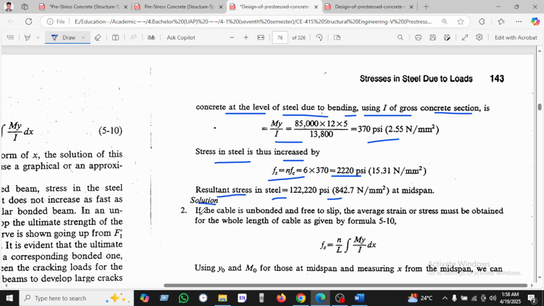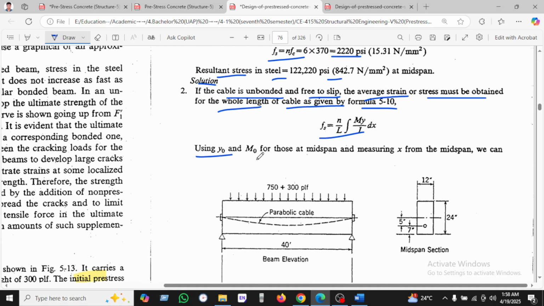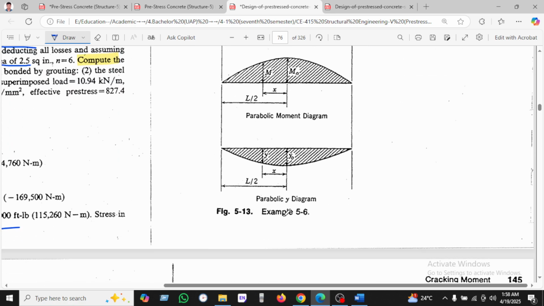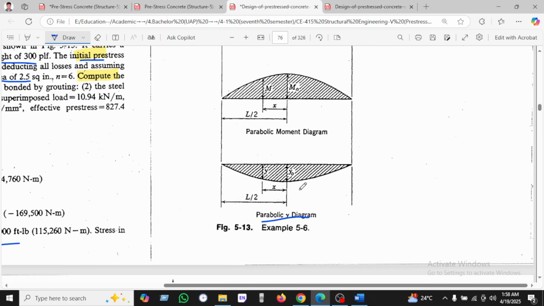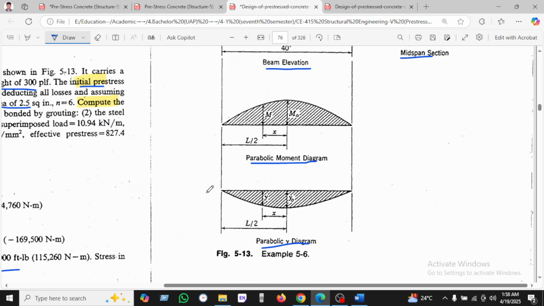And in solution 2, we can see here, if the cable is unbonded and free in the sleeve, the average strain must be obtained over the whole length of the cable, the given formula is given here, and using y naught and M naught of this mid span as is given here. So you can see here the example: parabolic y diagram and parabolic moment diagram, parabolic elevation, and this is the mid span diagram.